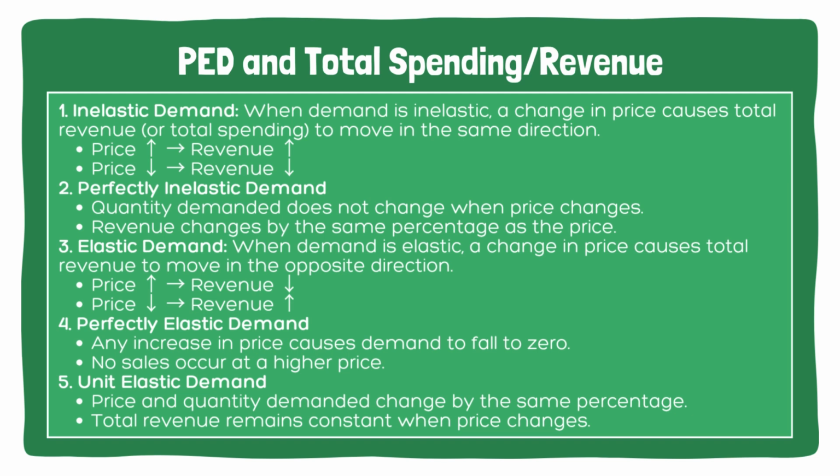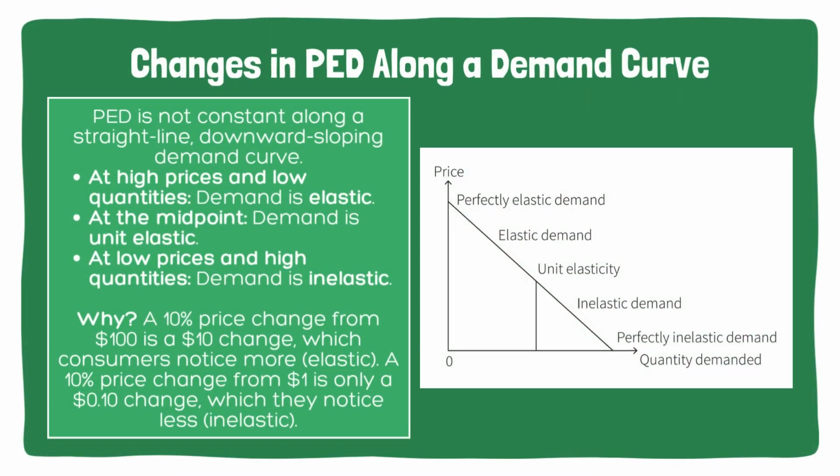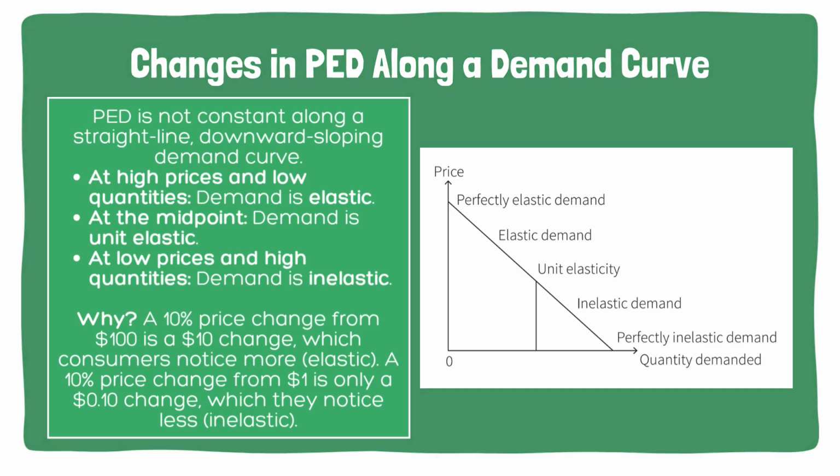In the case of perfectly elastic demand, any price increase reduces demand to zero, while with unit elasticity, total revenue stays constant no matter how the price changes. PED can also change with price levels and shifts in demand. As the price of a product rises, demand becomes more elastic because the higher price makes consumers more sensitive. As the price falls, demand becomes more inelastic because the change seems less significant.